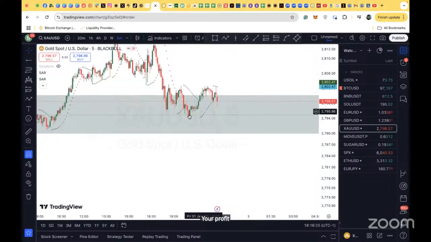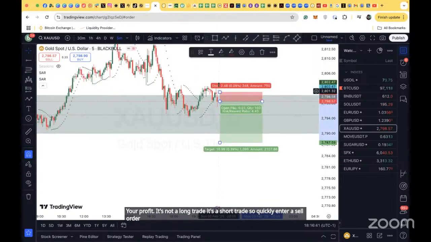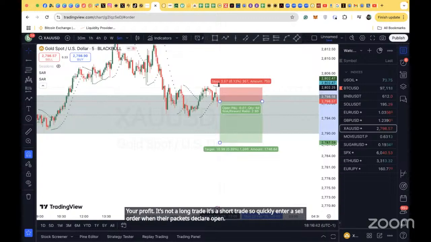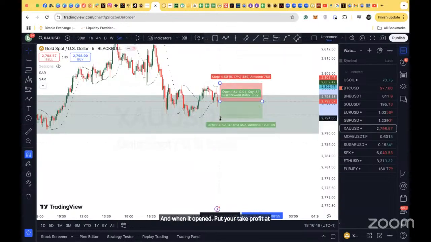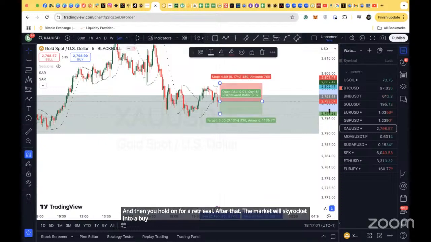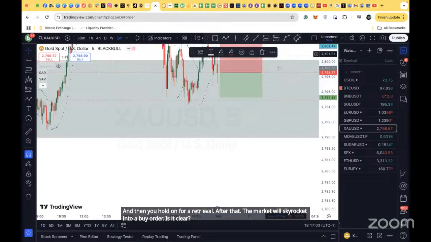It's not a long trade, it's a short trade. So quickly enter a sell order when the market declares open. And when it opens, put your take profit at 2795. And then you hold on for a retrieval. After that, the market will skyrocket into a buy order. Is it clear? Did that point clear?